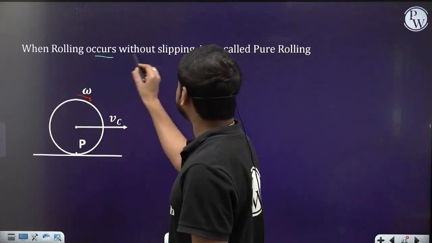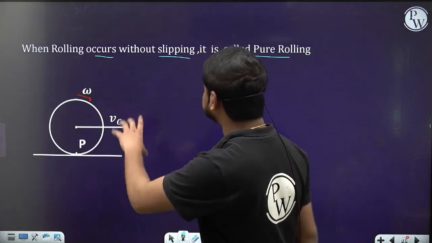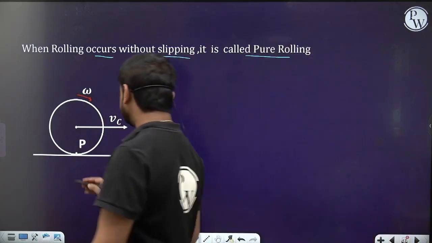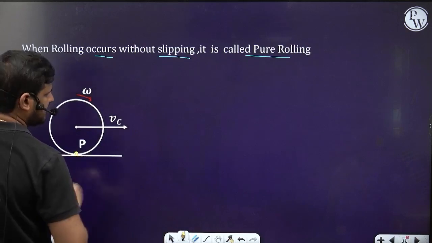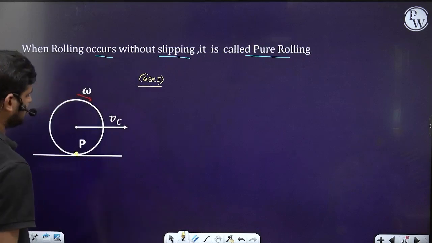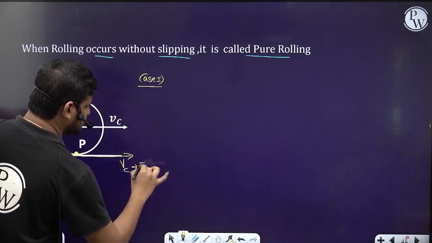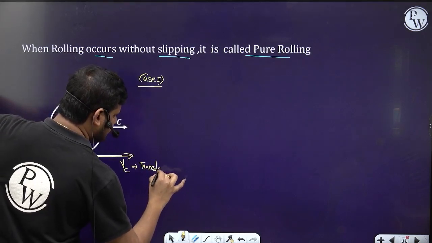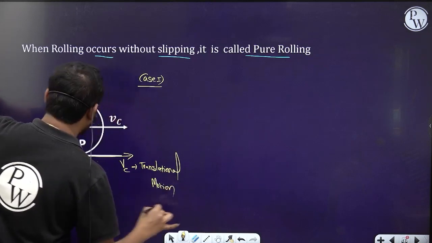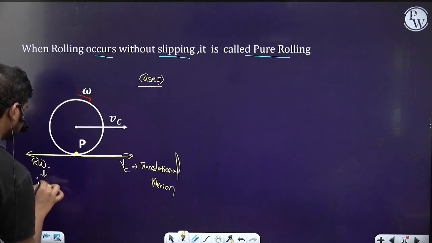When rolling occurs without slipping, it is called pure rolling. So what does it mean by without slipping? There are three cases actually. At point P there are two velocities. This is Vc, which is due to the translation motion, and on this side r omega will act, which is due to the rotational motion.